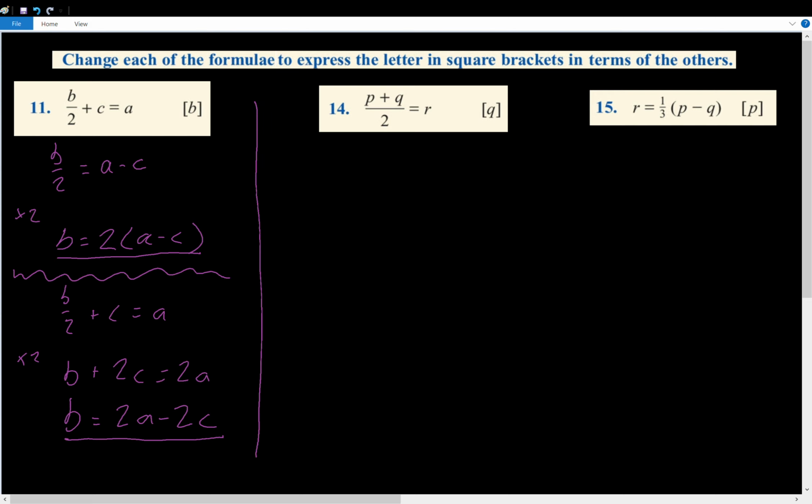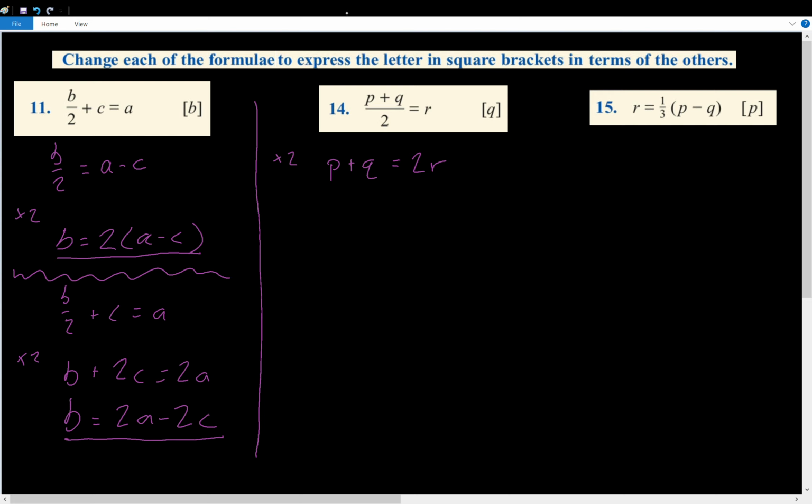Next up, we've got p plus q all over 2 is equal to r, and we've got to get q on its own. So we can clear away the fraction to start with in this case by multiplying everything by 2. So if we multiply everything by 2, when we multiply the left side by 2, this divide by 2 just goes away, and we get left with p plus q. And that's going to be equal to 2r.